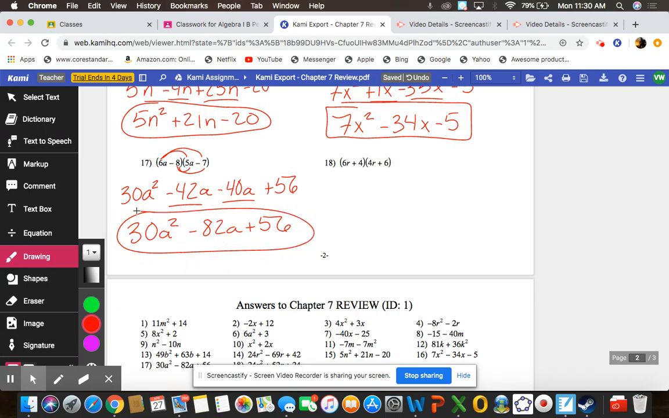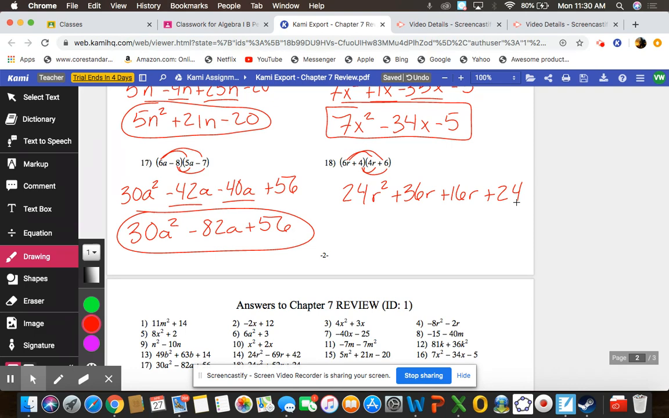Number 18. Once again, FOIL. 6R times 4R is my firsts. So 6 times 4 is 24. How many R's do you have after multiplying? 2 of them. So we have got R squared. 6 times 6 is positive 36. And I've got 1 R after multiplying. 4 times 4 is 16. So I've got a plus 16R. 4 times 6 is a positive 24.